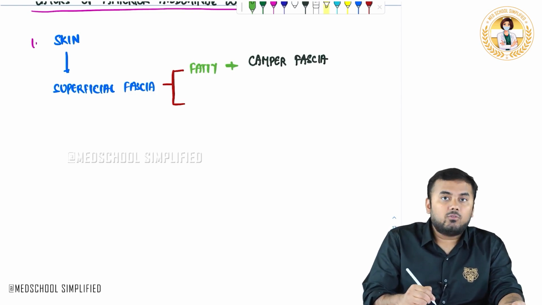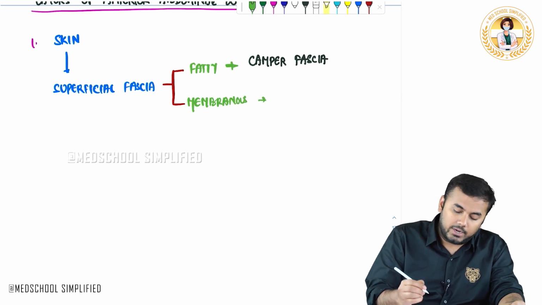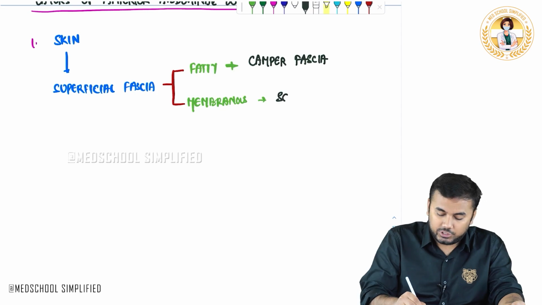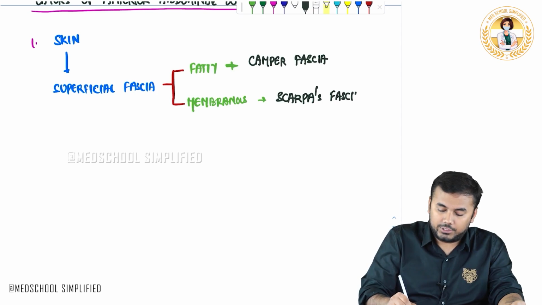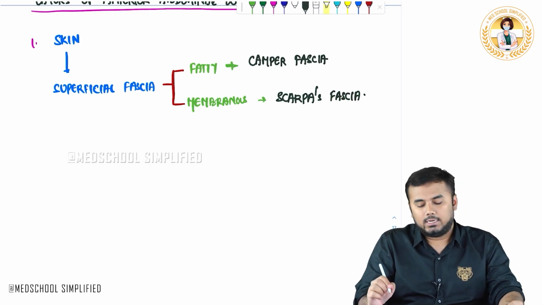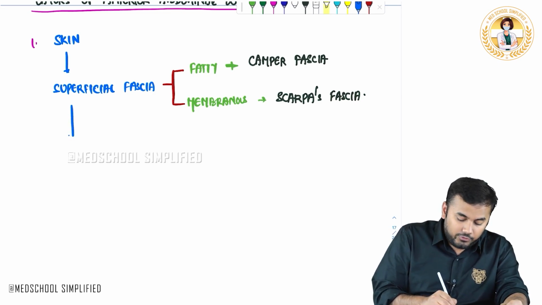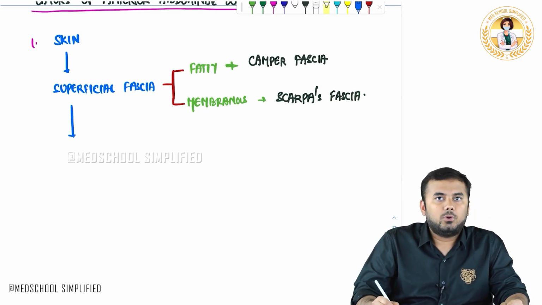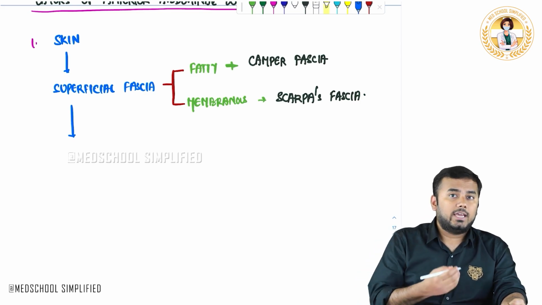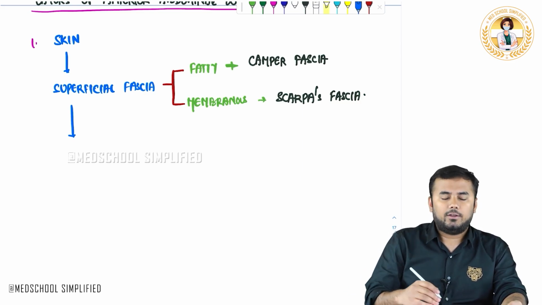And next, inner, what do we have? We have the membranous layer. Outer fatty, inner membranous. This membranous layer is called Scarpa's fascia. So we have two layers: the outer fatty layer is called Camper's fascia and the inner membranous layer is called Scarpa's fascia. Now after the superficial fascia, you don't have deep fascia here. In the anterior abdominal wall, the deep fascia is absent. So directly after that, what do we have? Muscles, right? So directly now we have to write muscles.